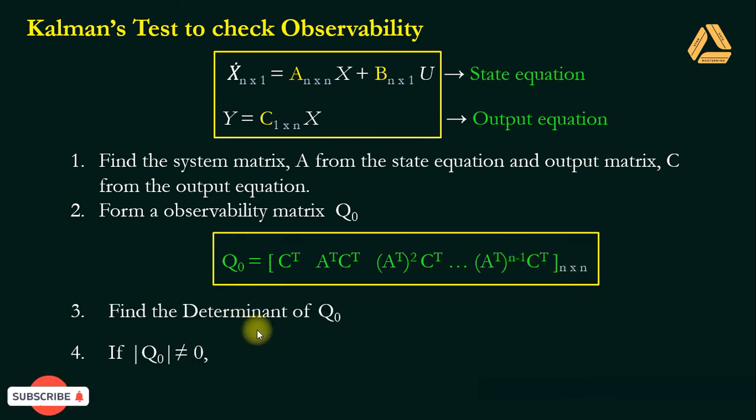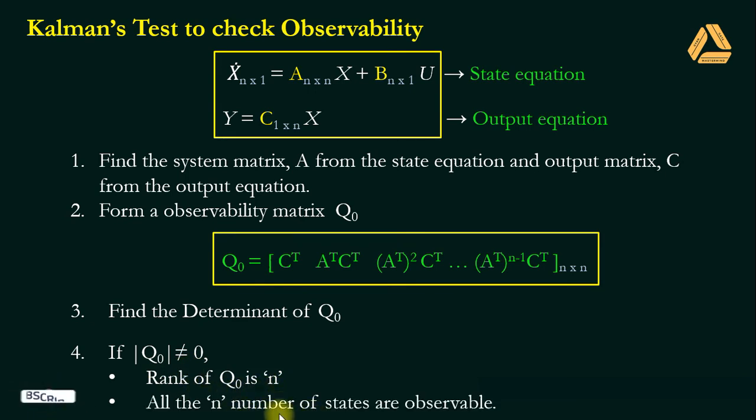Now you have to find the determinant of Q0, and if it is not equal to 0, then the rank of Q0 is n and all the states are observable. So this is the same procedure we have seen in controllability.